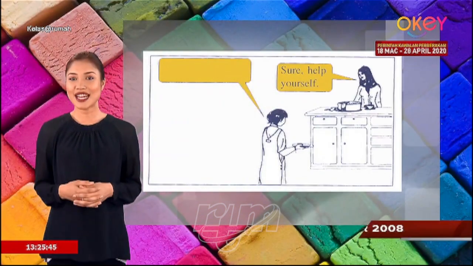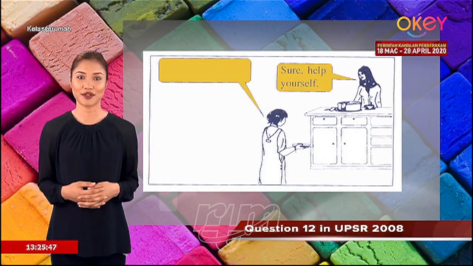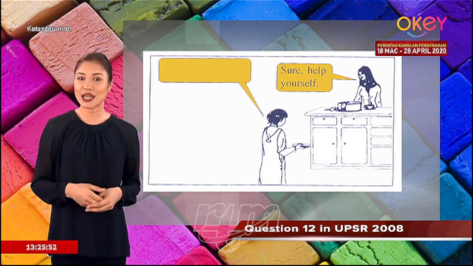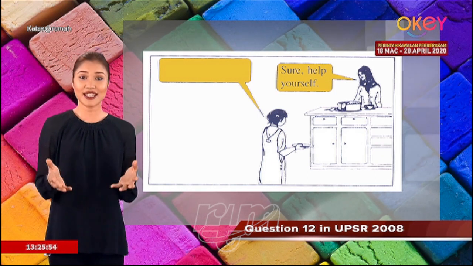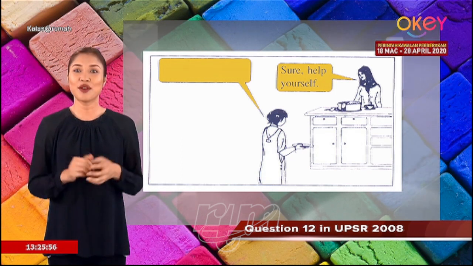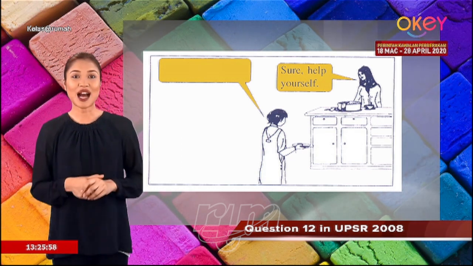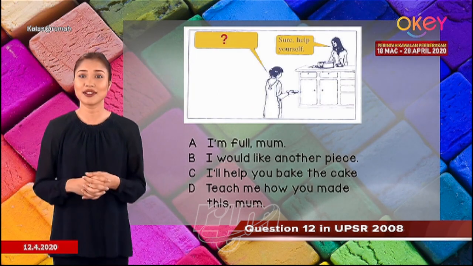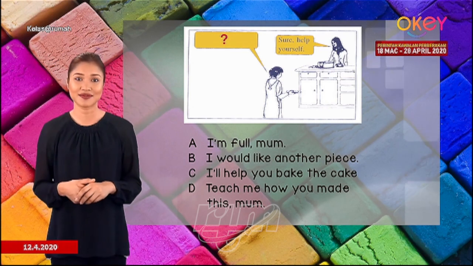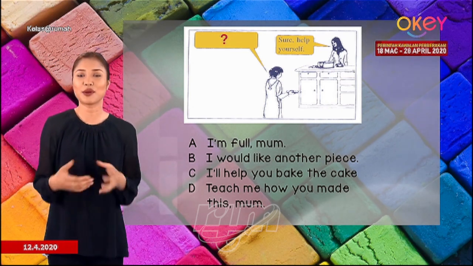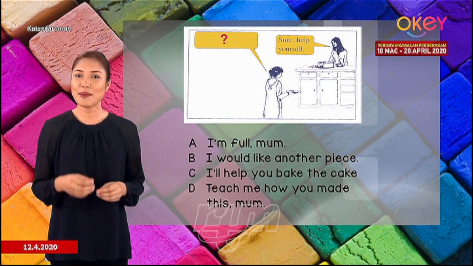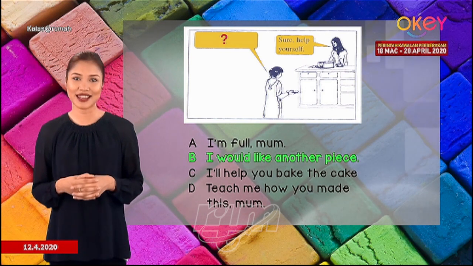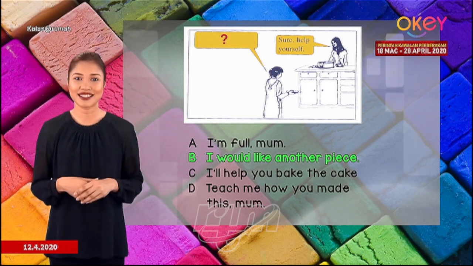For example, in 2008, question 12. This picture shows a girl holding a plate while a woman is standing behind a counter. There is a cake on the counter. The woman says, "Sure, help yourself." We can guess from the picture and the speech bubble that the girl wants some more cake. So what would be the most suitable request? Remember, she has to sound polite. The answer is B. I would like another piece.